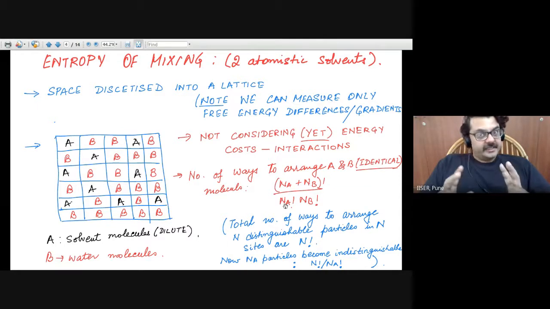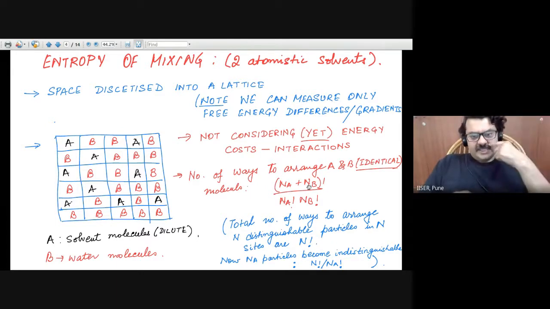And we are assuming that A particles are identical and B particles are all identical. So if you exchange the position of two A particles, suppose you take this particle here and this particle there, then you won't be able to see any difference. That's what it means by identical particles. And the number of ways to arrange A plus B particles on a lattice, where Na plus Nb equals n, the total number of lattice sites, is this formula, right?